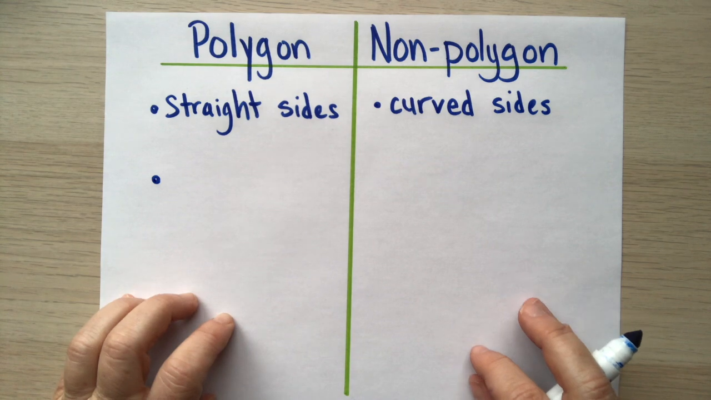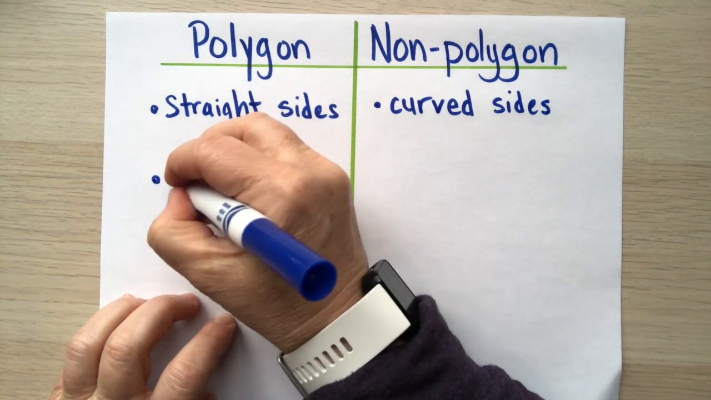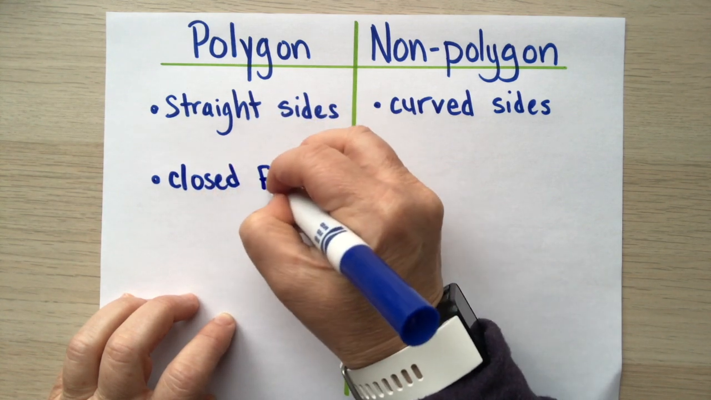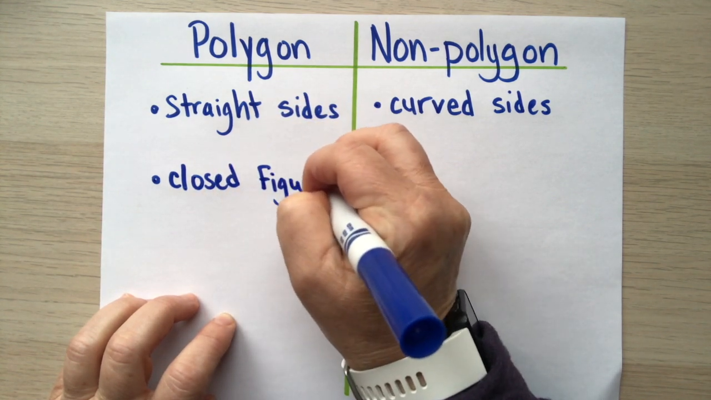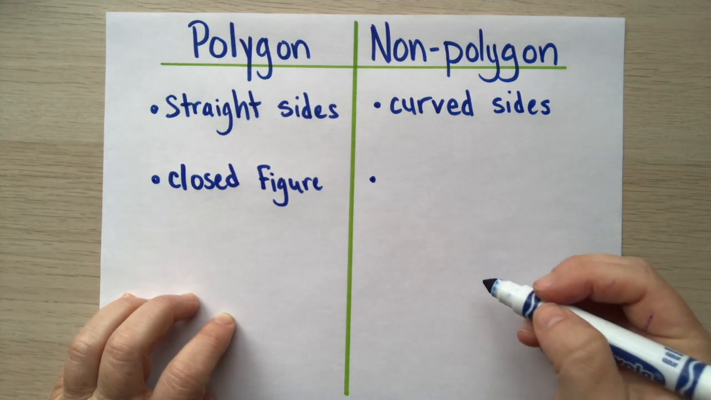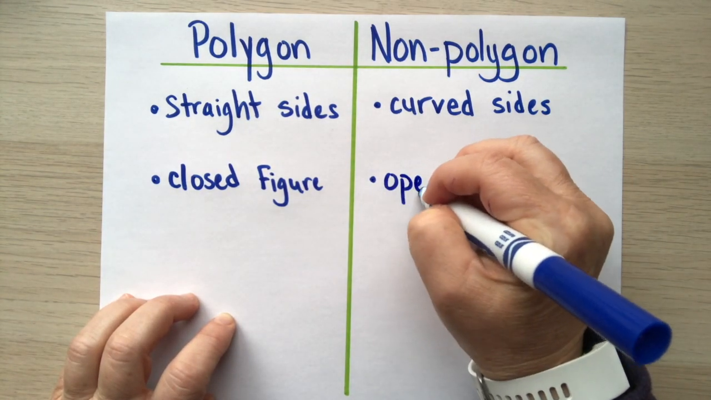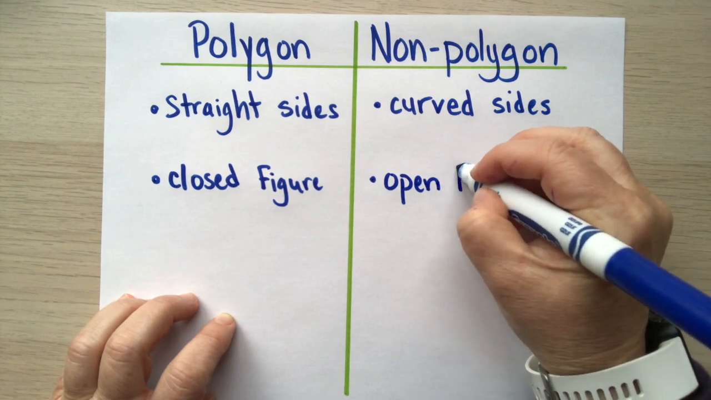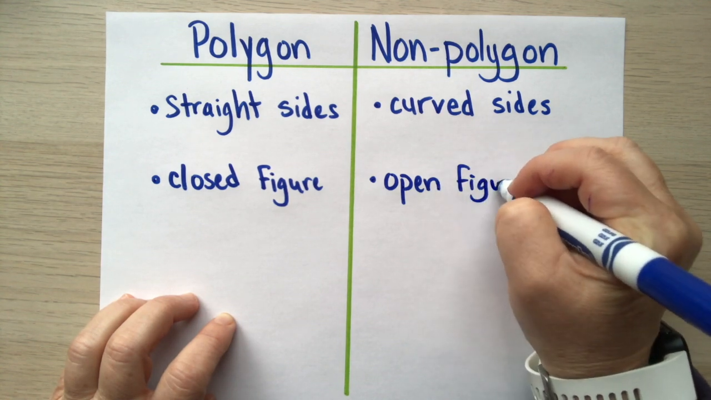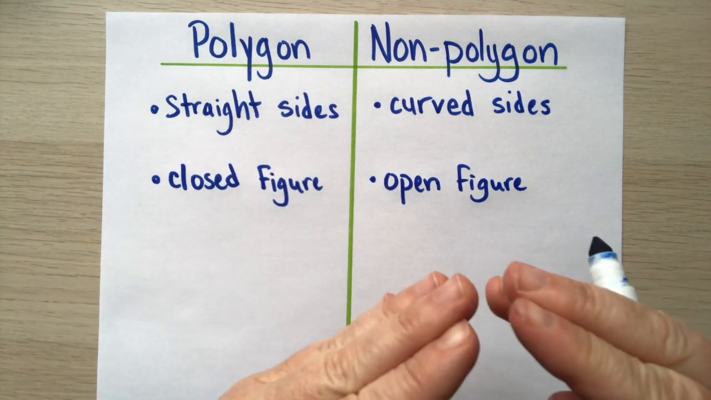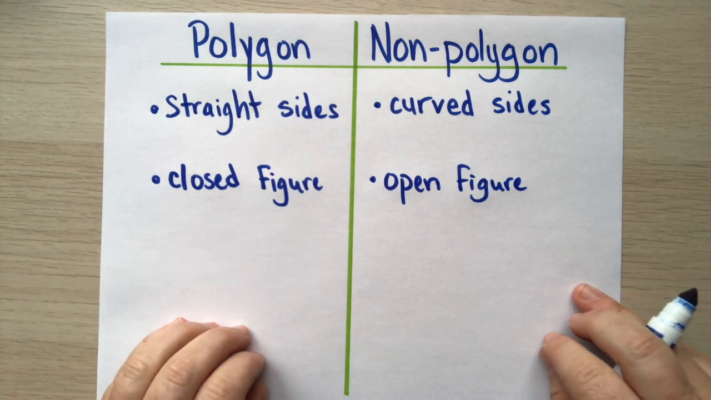Next thing that classifies a polygon is that it has to be a closed figure. That means that a non-polygon is an open figure. That means that two of the sides aren't meeting at the vertex.